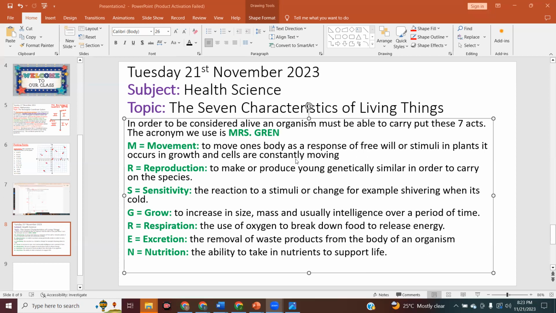Now take a picture of your work and send it to me via WhatsApp. Once you finish writing this, take a picture of it and send it to me via WhatsApp.